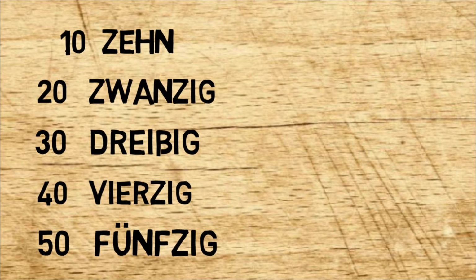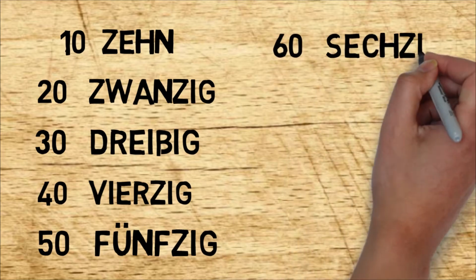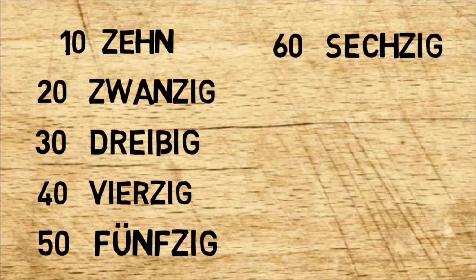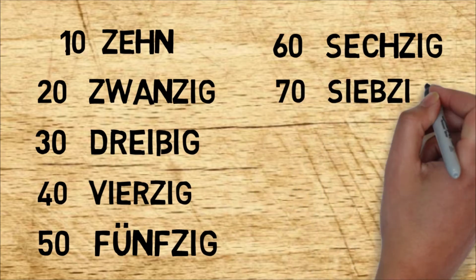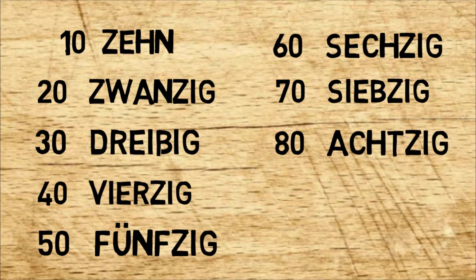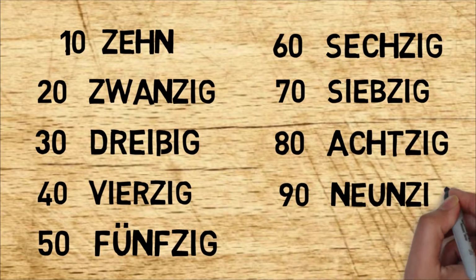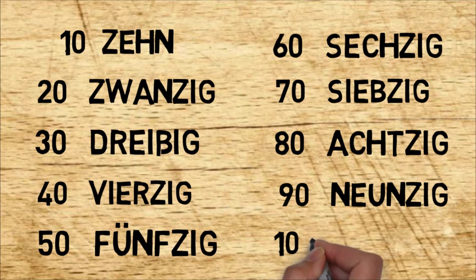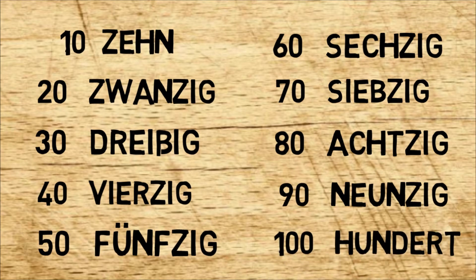50, 60. Here you have to skip writing the alphabet S, which comes in the word sechs. So it becomes 60, 70. Similarly, here you have to skip writing the alphabets AN, which appears in the word sieben. So it is 70, 80, 90, 100.